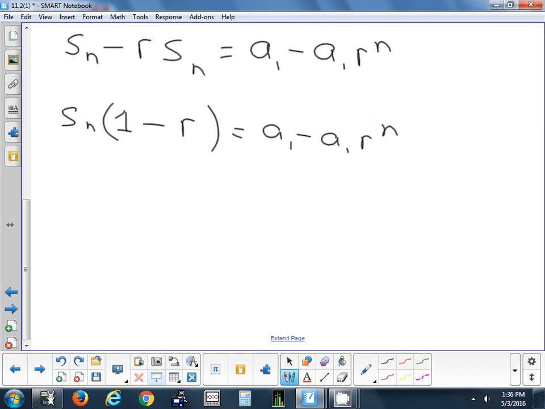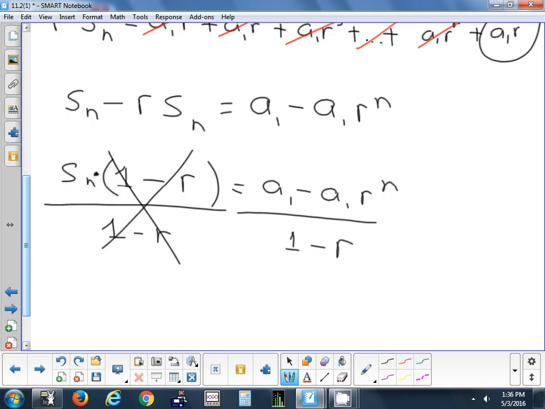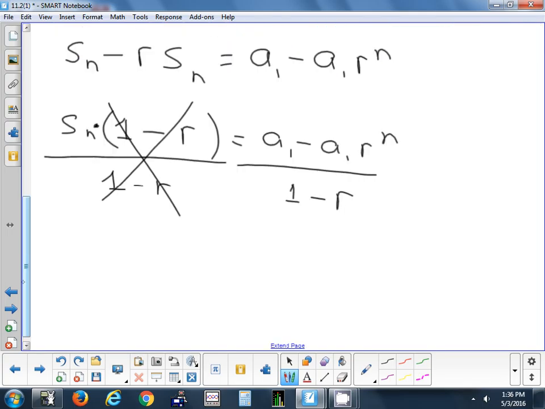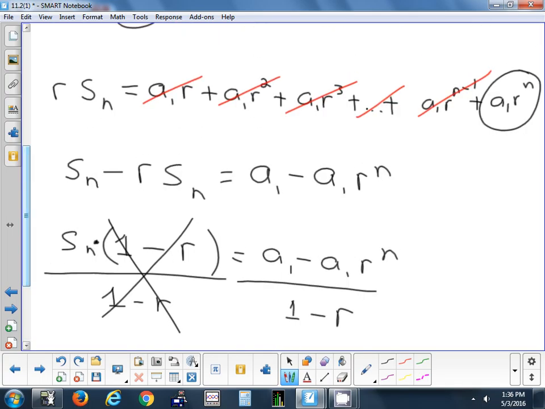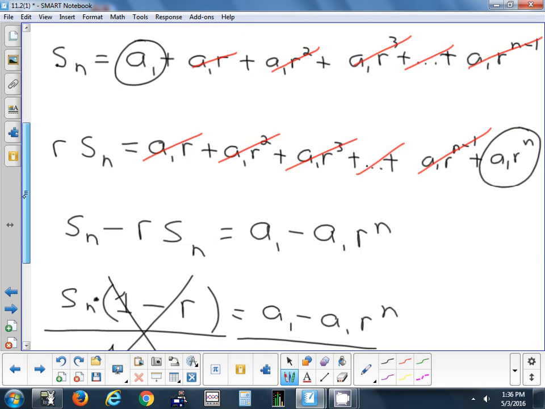And now, how would you get s sub n by itself? Subtract 1 minus r. Divide by... Yeah, remember that's multiply. Divide by 1 minus r. Divide by 1 minus r. And there is our formula. I wouldn't even have figured out this trick without having looked it up. But that's the trick with how they come up with the sum of a finite geometric series.